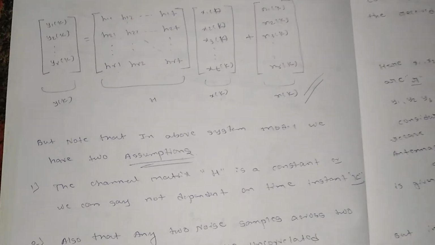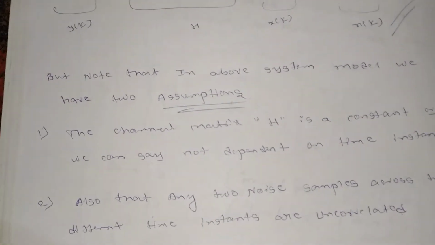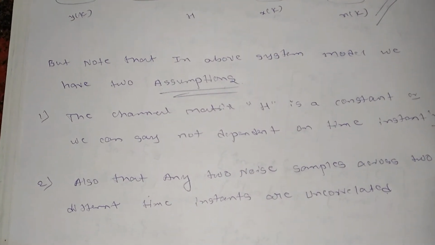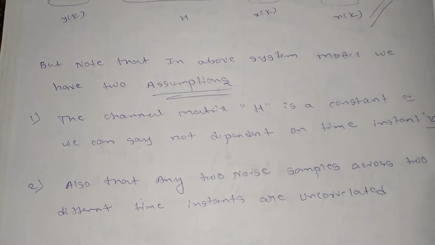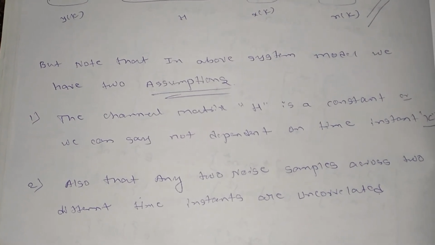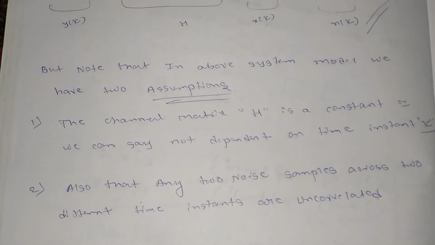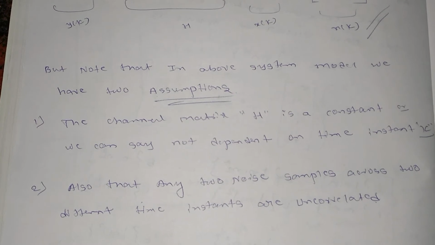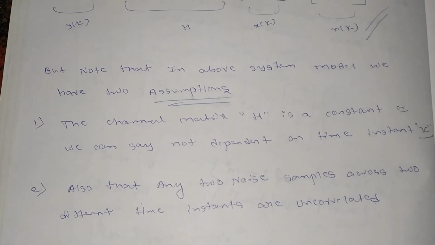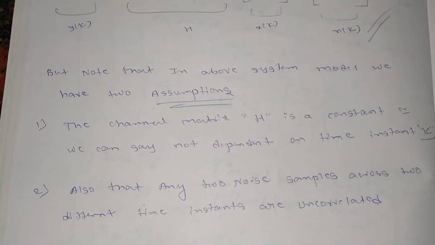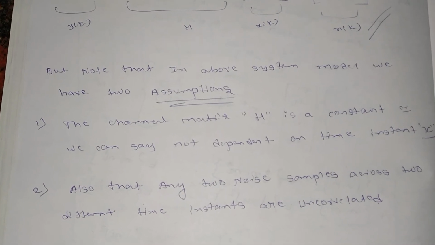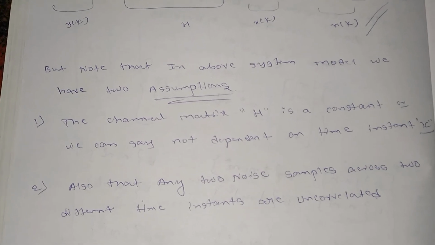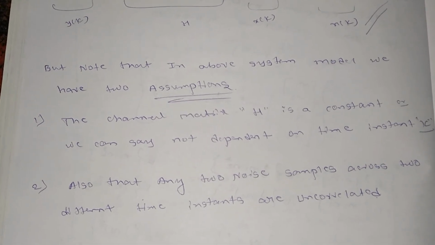All right, so I have made some simple assumptions here, so that also I will discuss so that you can get an idea. So what are the assumptions which I have made while deriving the equation for this one? The channel matrix H is a constant, or we can say not dependent on the time instant k. So we have assumed that the channel coefficient matrix is constant and it is not depending on the time instant k, which is not true in our general case. So this will not be true practically. This is just to understand in terms of theory.